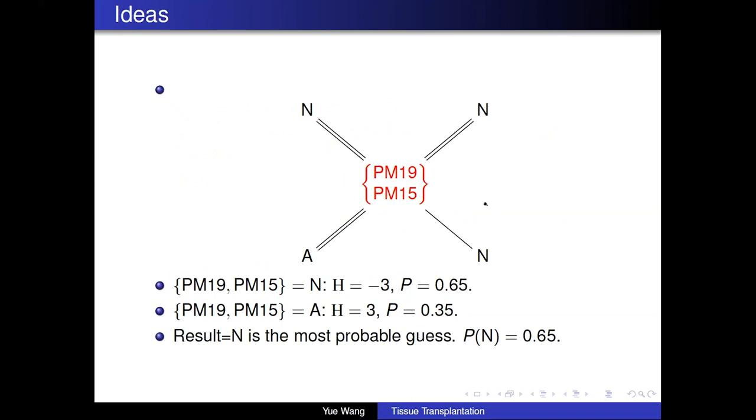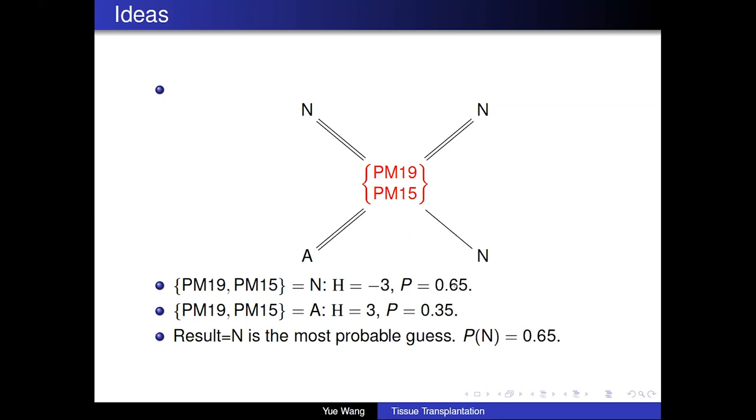So for example, consider this experiment similarity chart where we have an experiment with unknown results. And it is similar to four other experiments with known results. So if we set the result of this experiment to be normal, then we can calculate the penalty function, which is minus three. And if we set the result to be abnormal, then the penalty is three. So abnormal has a higher penalty.